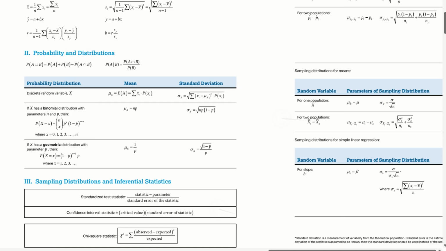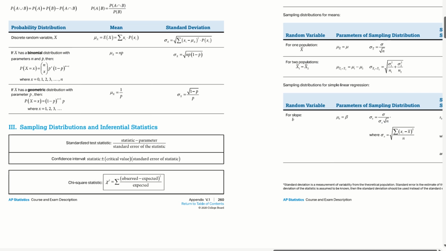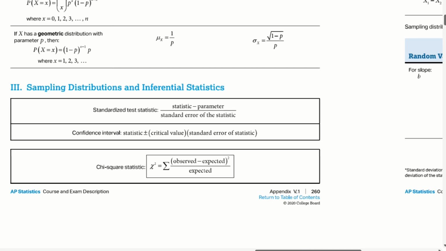So here we got the standardized test statistics. They don't technically tell you what the Z is directly, but they tell you what it is here indirectly, okay? The standardized test statistic can be Z, or it could be any other test statistic that's standardized. Z is the standardized Z-score, right? So statistic minus parameter divided by standard error.